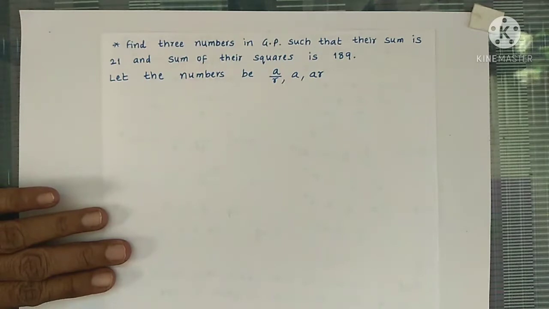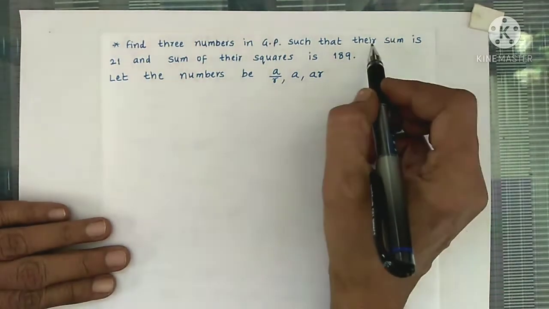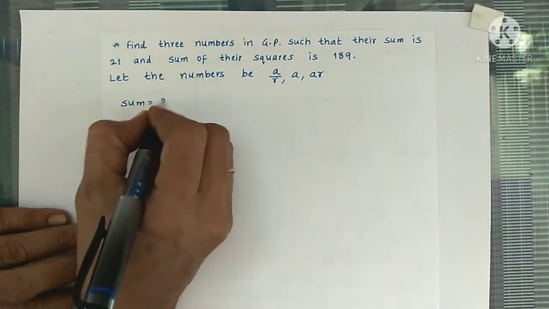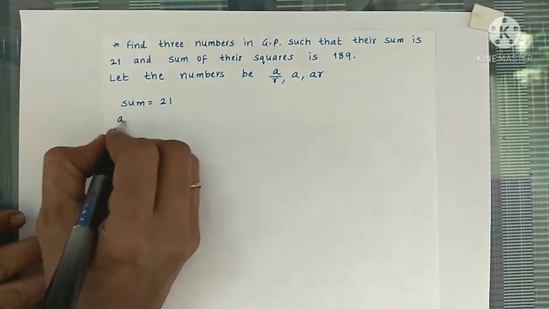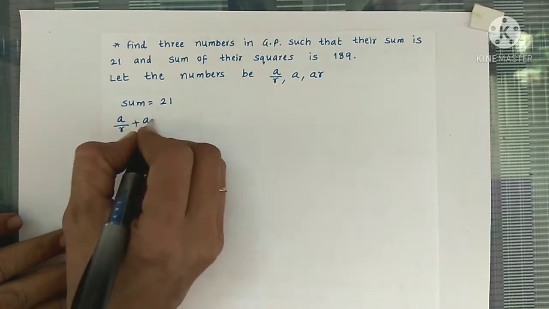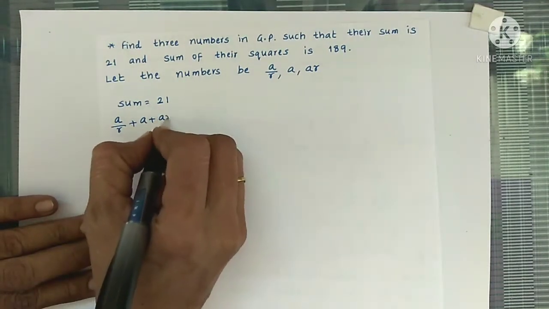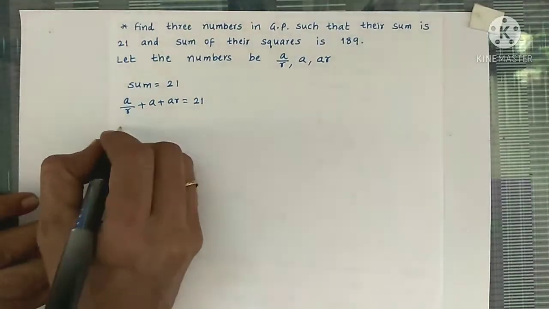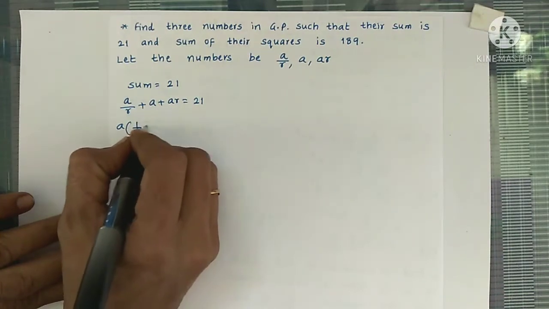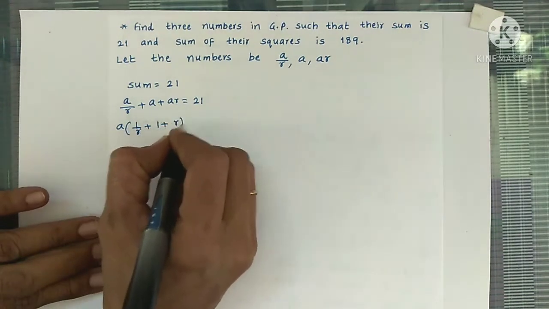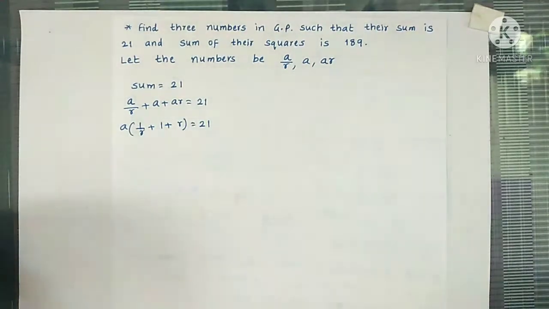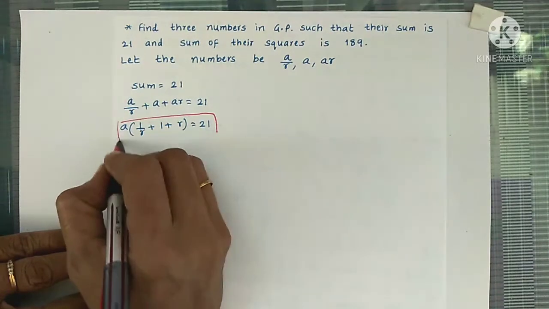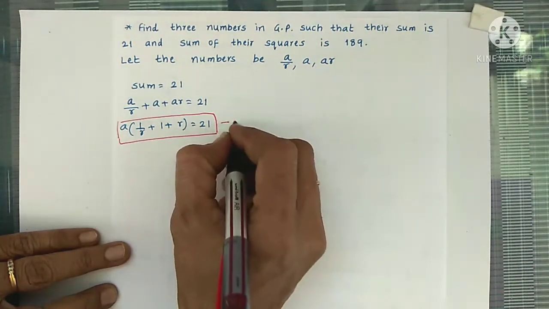So first of all, let's write those two equations. The first equation is their sum is 21. So the sum of the numbers is A by R plus A plus AR, and this is 21. We can take A common. So taking A common, it is A into (1 by R plus 1 plus R) equal to 21. So this is our first equation. Let this be equation number 1.